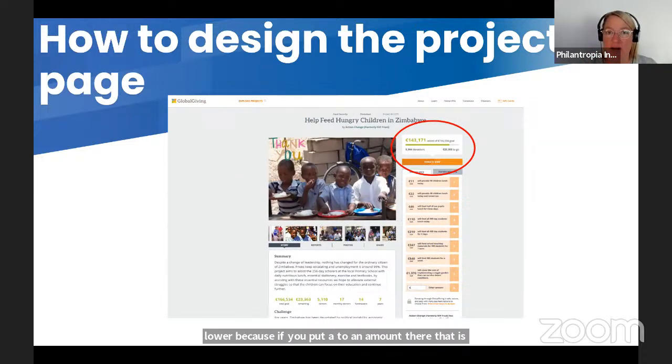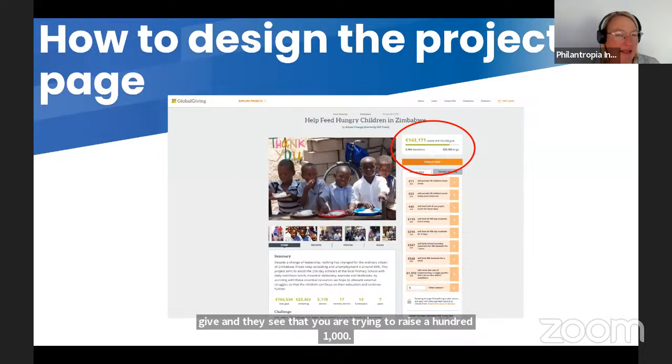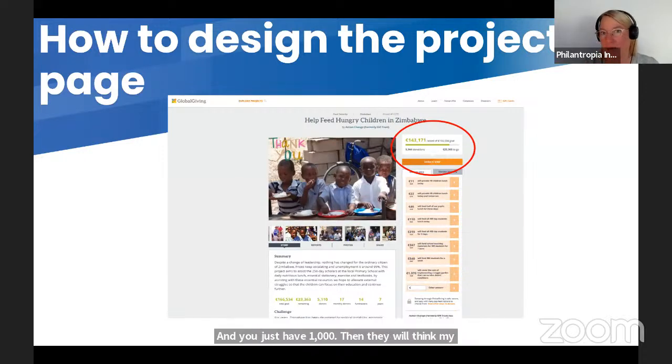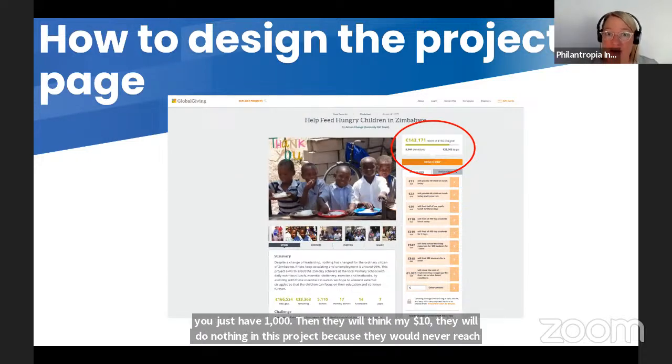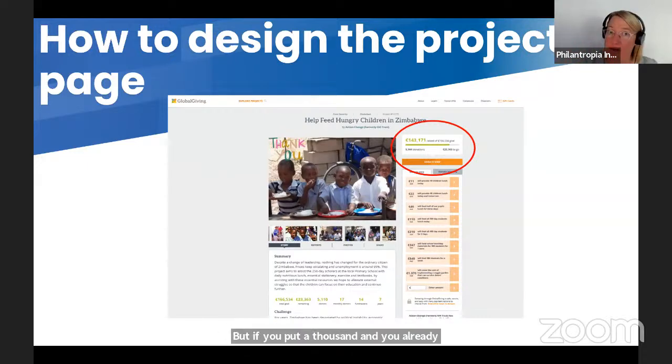If someone has to give $10, that's what they can give, and they see that you are trying to raise 100,000 and you just have 1,000, then they will think, my $10 will do nothing in this project, because they will just never reach the 100,000. But if you put 1,000 and you already have 500, then they will think, oh, maybe my $10 can really make a difference here. So think about who you want to speak to, who you want to address, how much money they can give. If it's more like people that will give $10 or more people who give 100, that's a difference. And then set the amount appropriately.